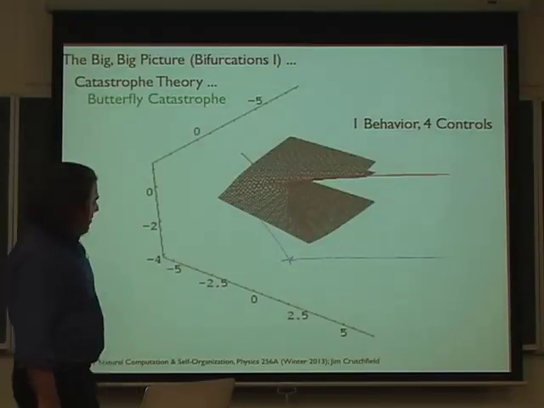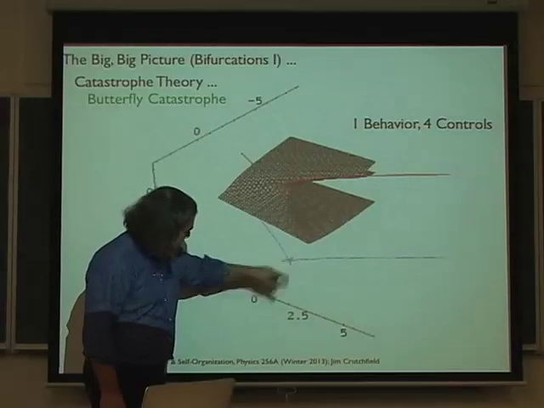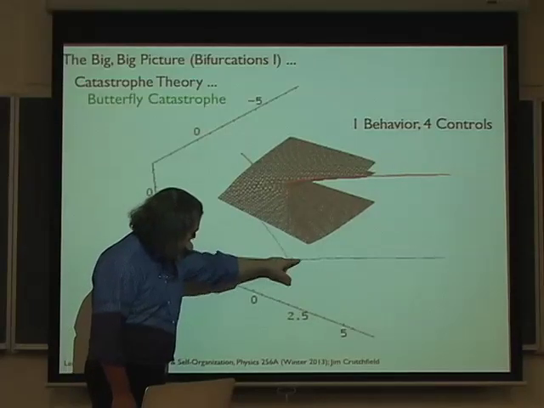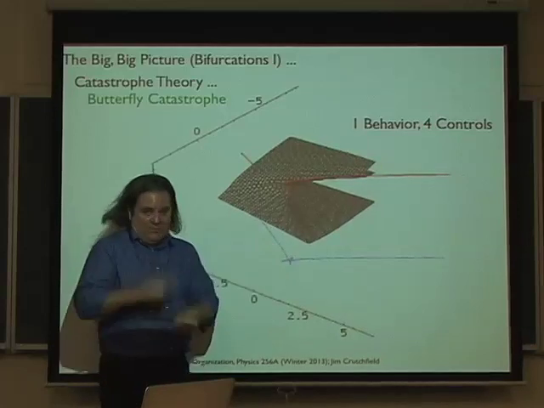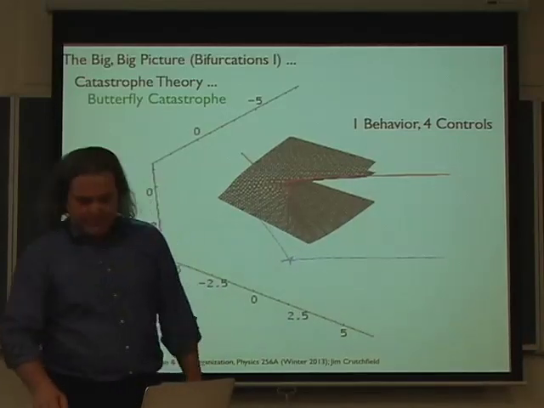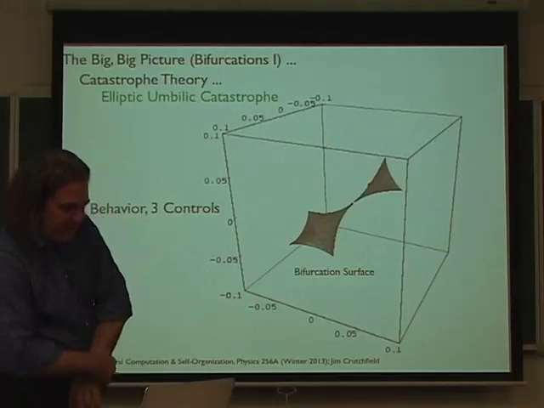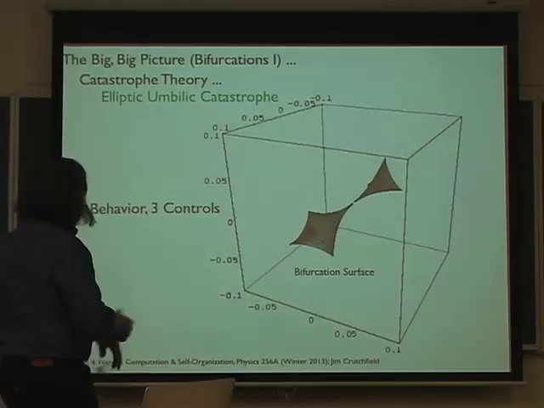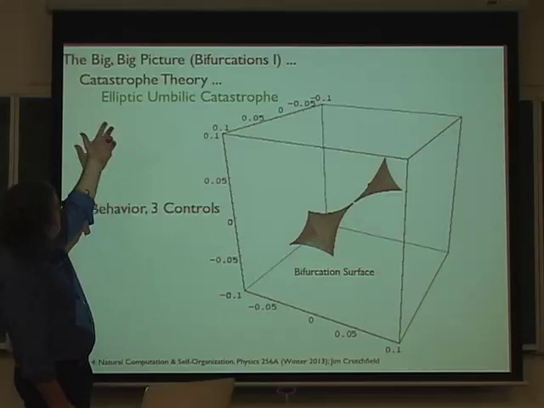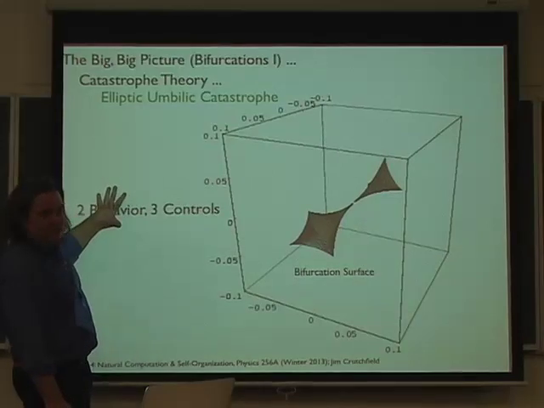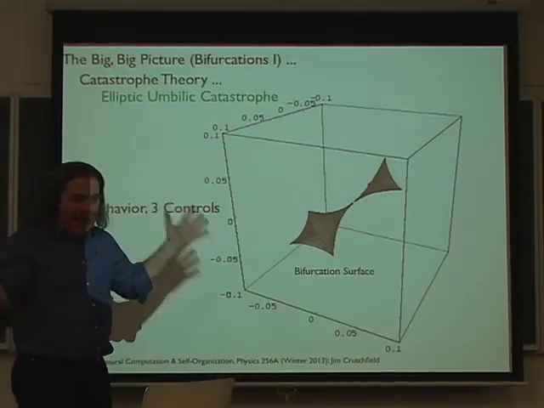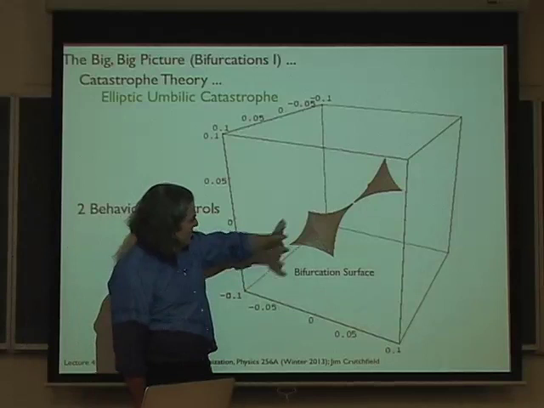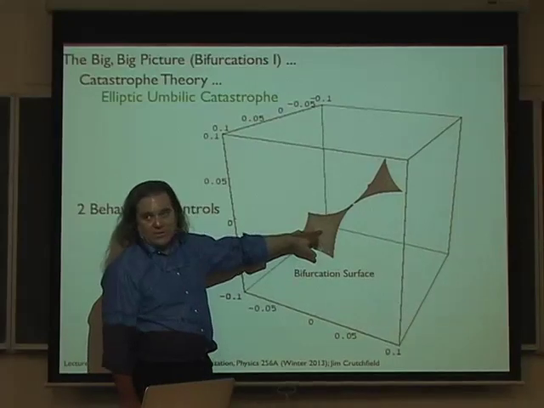One behavior and 4 controls: butterfly, kind of not very well rendered here, but this is a complicated control surface. Again, as you're moving around in the control space, the number of solutions is changing very rapidly. And then this, well, we have problems visualizing this. The elliptic umbilic catastrophe is a 2-dimensional vector field, differential equations, and 3 controls. So that's a 5-dimensional space. Here what we're showing is just a projection down through the bifurcation surface, forgetting the controls.